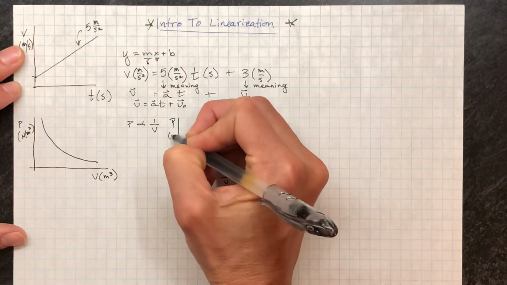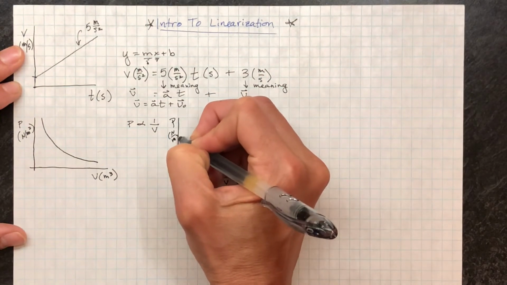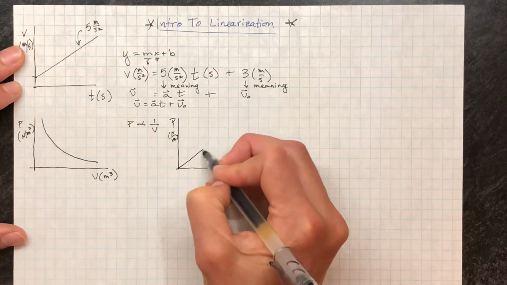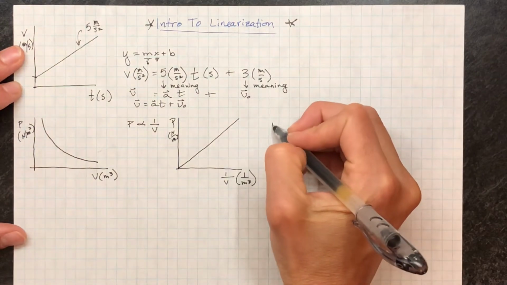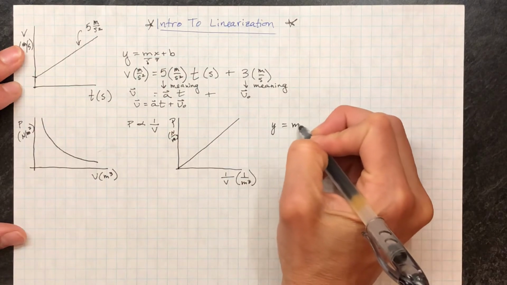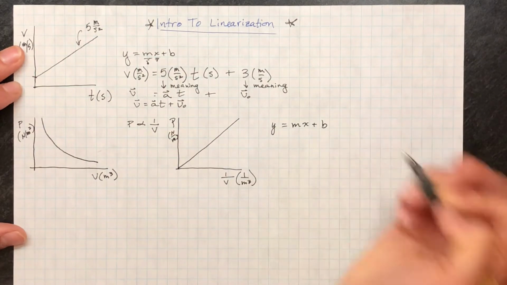And pressure here. And it's going to give us a straight line. So we know that the form of the equation of a straight line is y equals mx plus b.